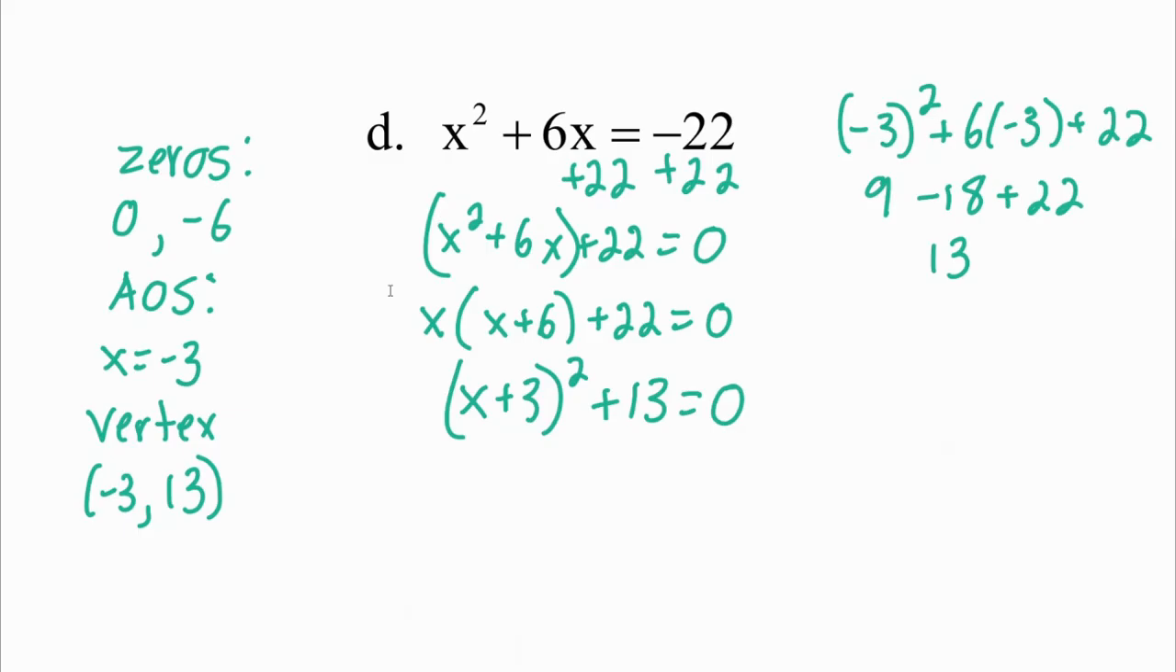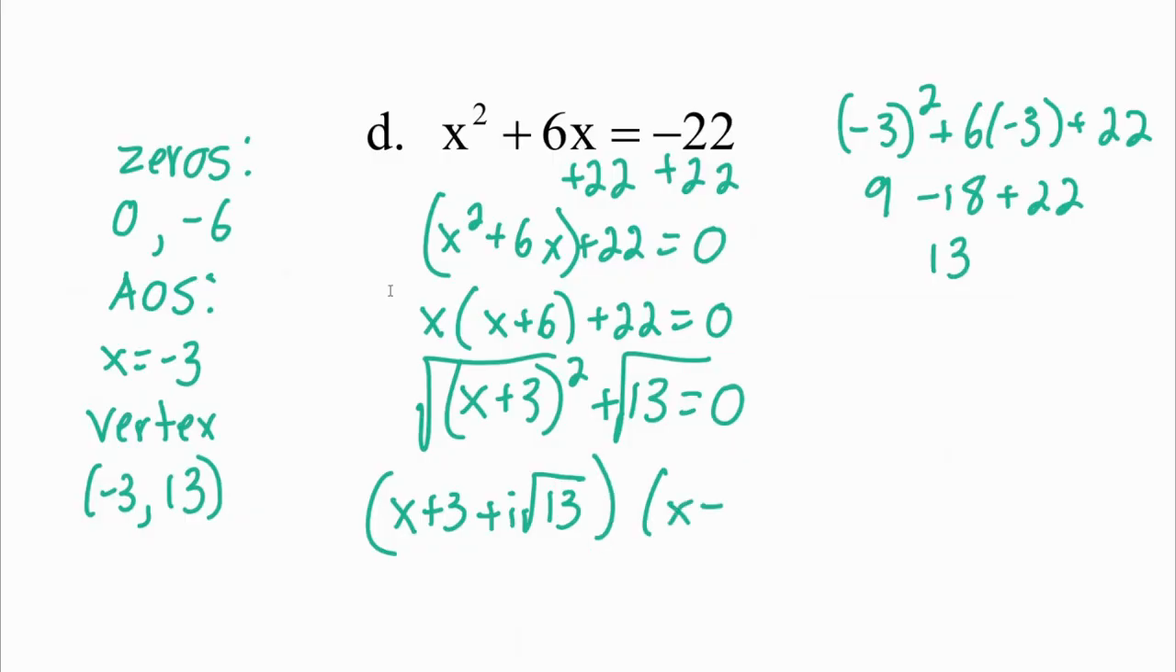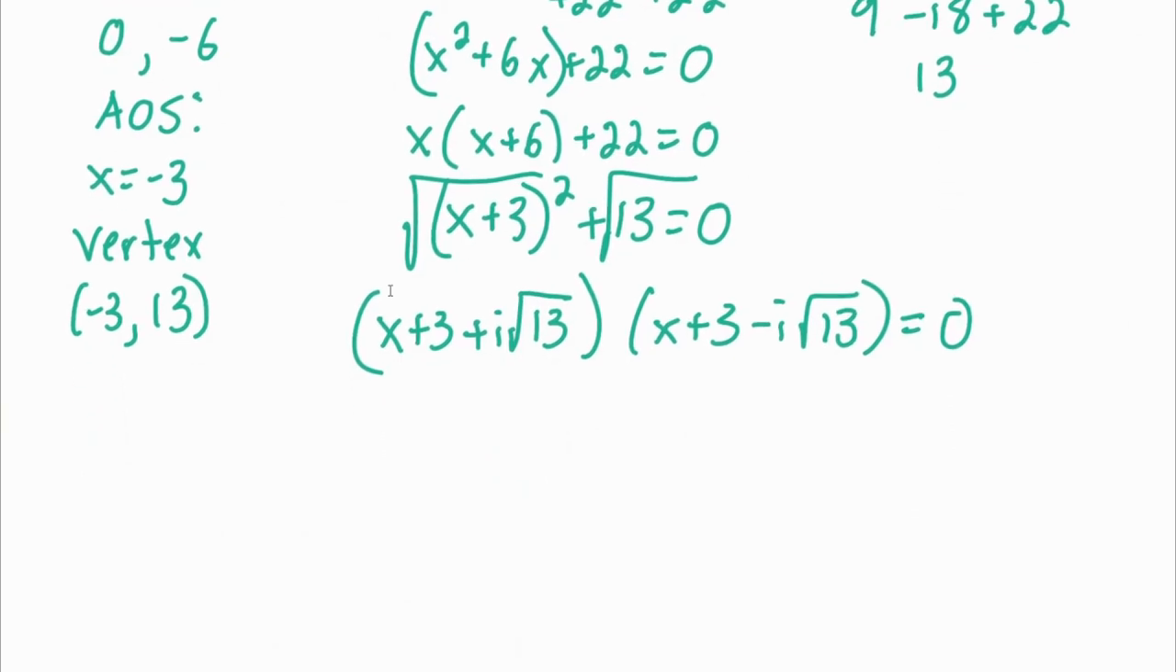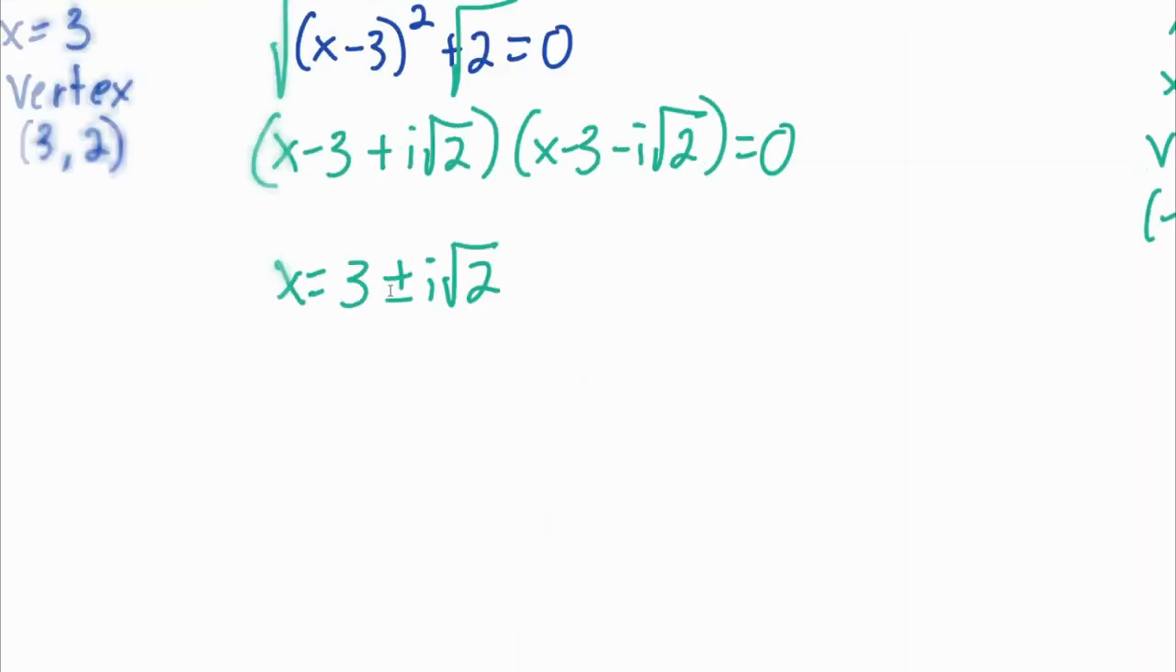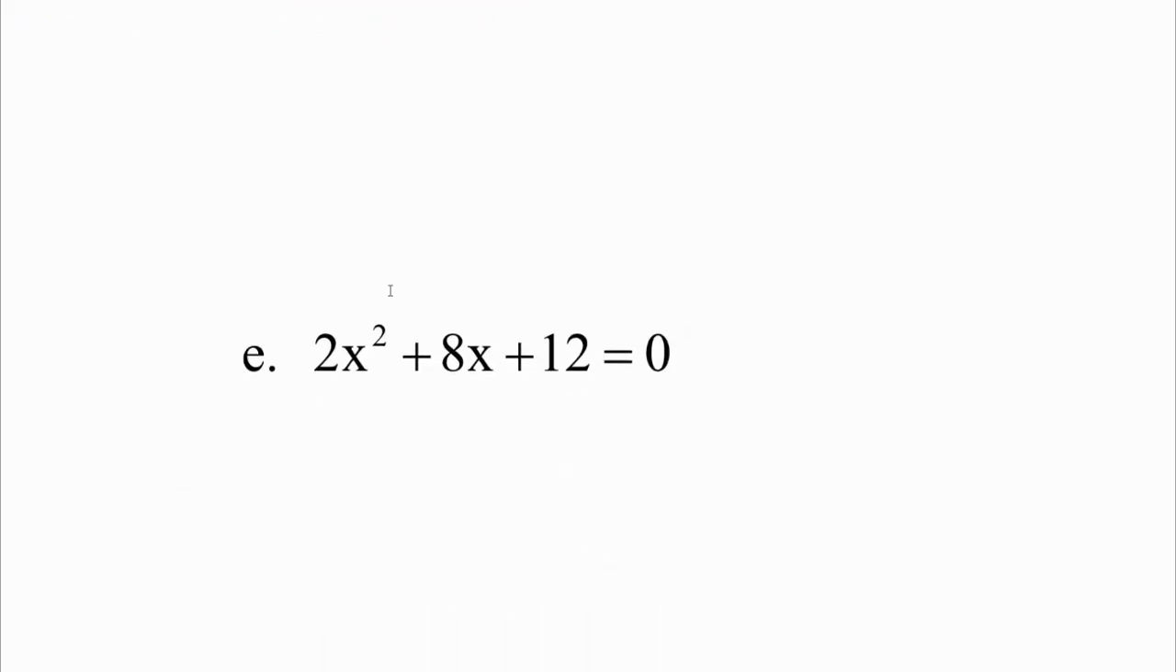Again, we have that plus there. That's okay. All that means is we're still doing a difference of squares. We're just putting an i. So we do x plus 3 plus i root 13, and x plus 3 minus i root 13. So my answer would be negative 3 plus or minus i root 13. All right. Two more.